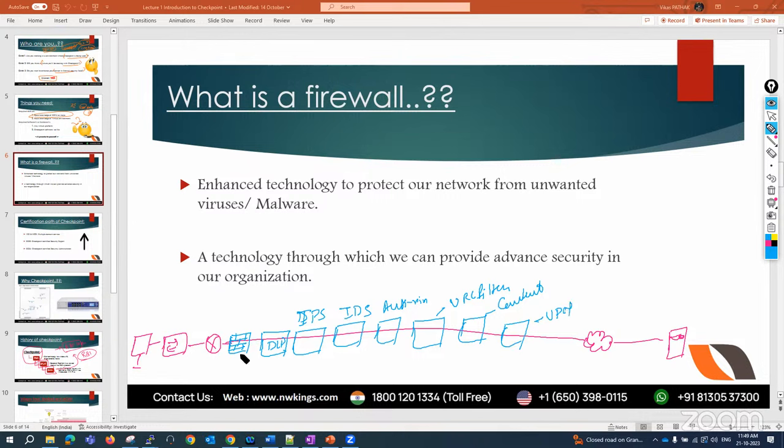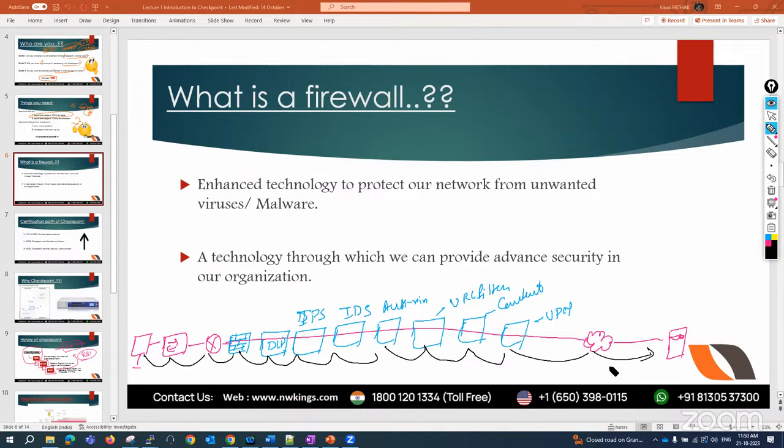Can you see how many boxes? 1, 2, 3, 4, 5, 6, 7, 8, and all of them are doing the processing. So if the traffic starts from this particular source, it will go to the switch, then the router, then the firewall, then the DLP, IPS, IDS, antivirus, URL filtering, content inspection, VPN, and then to the internet, and then to the destination.